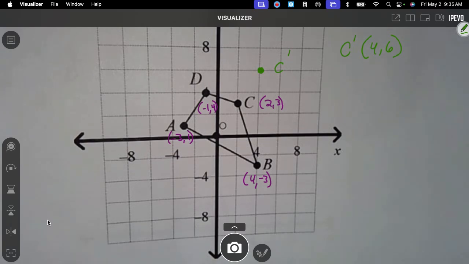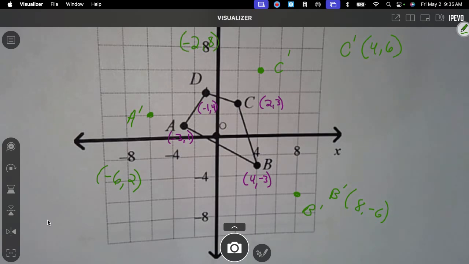Multiply this one. Let's do point B. B prime is 8, -6. Over 8 down to 4, 6. Okay. Let's do A. That would be -6, comma 2. 2, 4, 6, up 2. That's my A prime. And then my last one is going to be -2, comma 8.